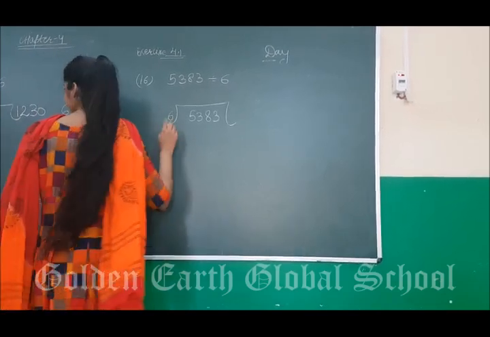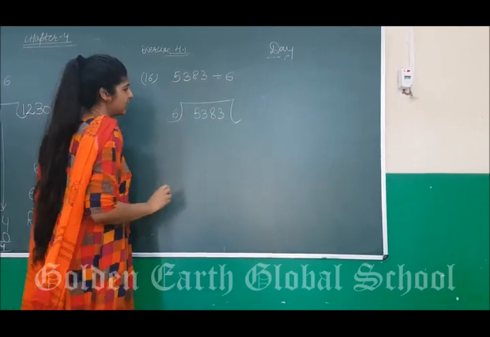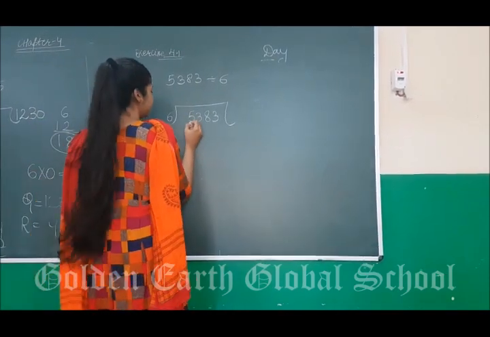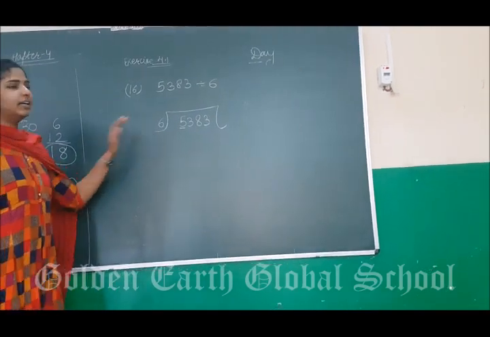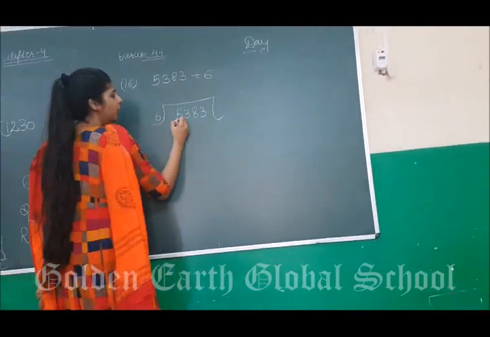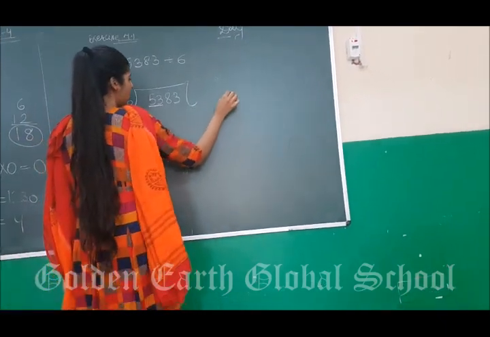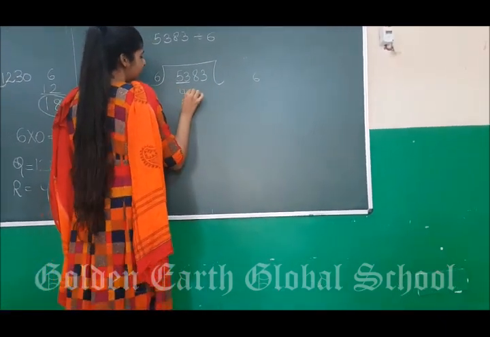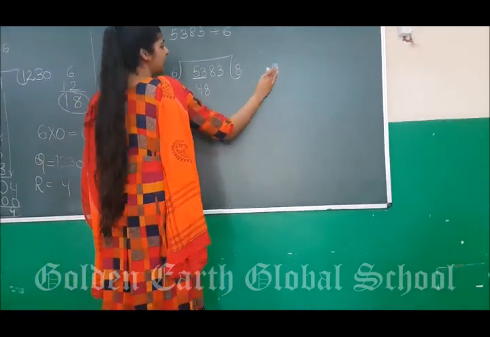Now I am doing the 16th part. So the 16th part is 5383 divided by 6. So now take the first digit, that is 5, which is already smaller than the divisor part. So what will we do? We will take the first 2 digits and on the table of 6, what do we get here? 48. That is, 6 8s are 48, right?